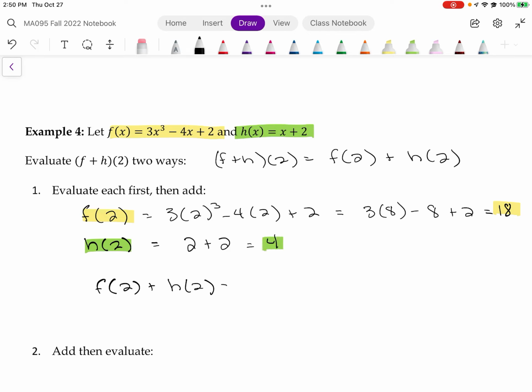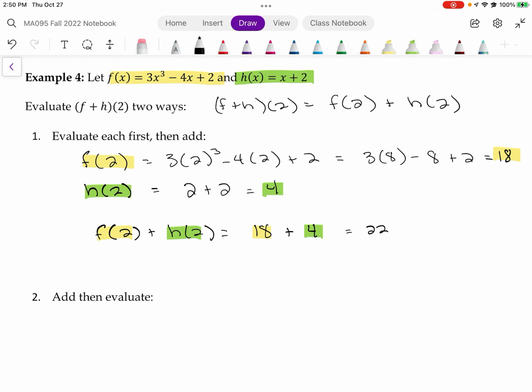All right, so I get f of 2 is 18 plus h of 2 is 4. All right, so here is my f of 2, and here is my h of 2. And I get 22. All right, so let's try it the other way.